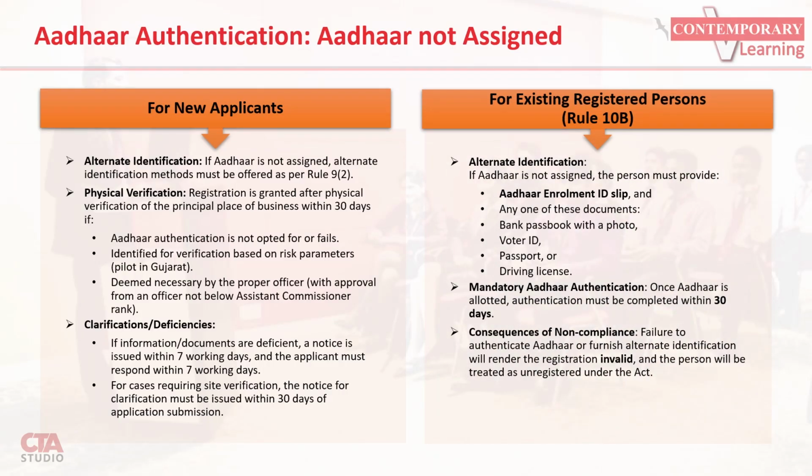For existing registered persons, Rule 10(b). Alternate identification. If Aadhaar is not assigned, the person must provide A. Aadhaar enrollment ID slip and B. Any one of these documents: bank passbook with photo, voter ID, passport or driving license. Mandatory Aadhaar authentication. Once Aadhaar is allotted, authentication must be completed within 30 days. Consequences of non-compliance. Failure to authenticate Aadhaar or furnish alternate identification will render the registration invalid and the person will be treated as unregistered under the Act.